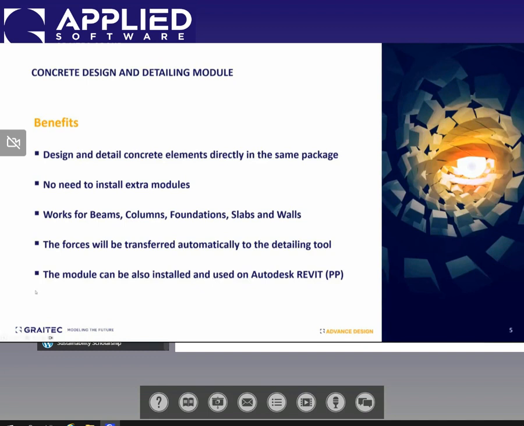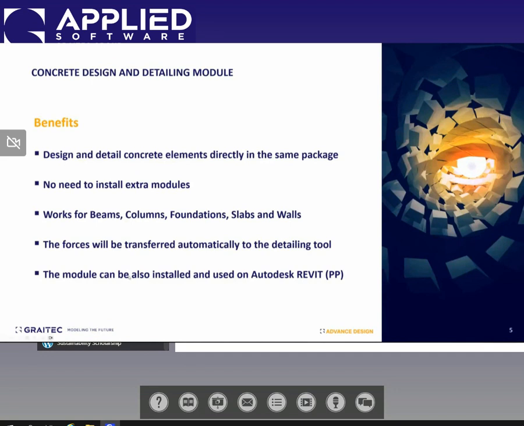You don't need to install, as I mentioned, extra modules. This module works for beams, columns, foundations, slabs, and walls. So basically most of the elements that you will see in your projects. The internal forces that have been calculated in the finite element solution will be automatically transferred to the detailing tool. So basically we are detailing our elements based on the forces that we calculated from the finite element analysis.